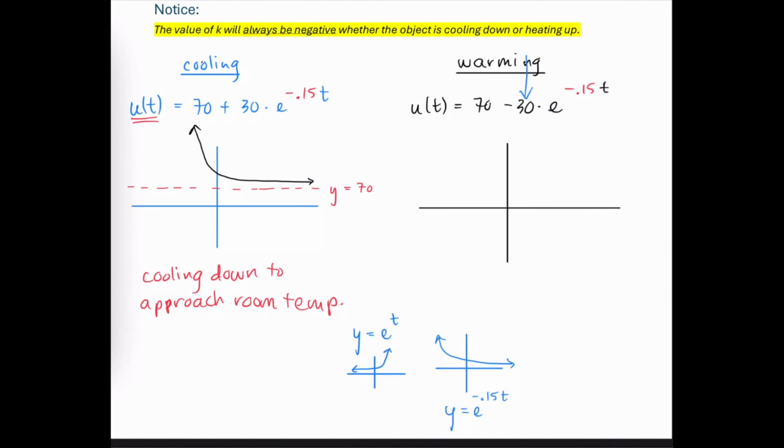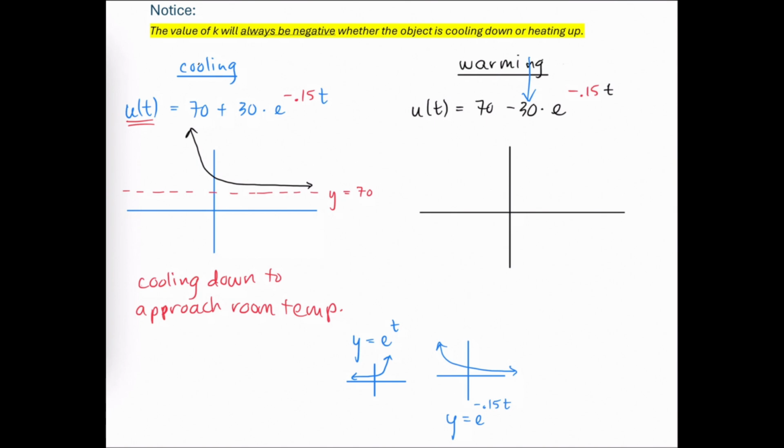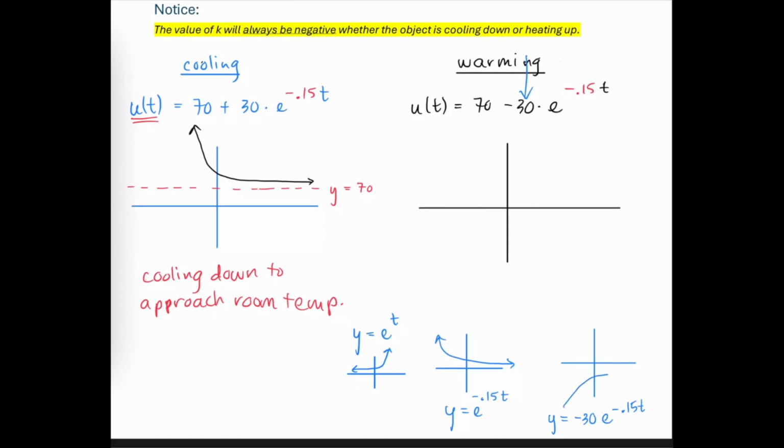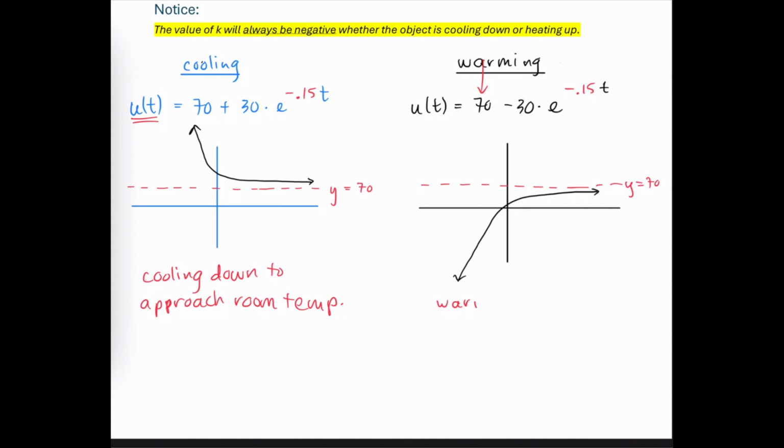This is a vertical stretch and a vertical flip. The value 30 is the vertical stretch, but the fact that it's negative causes it to flip vertically. And of course, these are just basic concept drawings, just to give us an idea. And then this is going to be a vertical shift up 70 units so that it has a horizontal asymptote at y is equal to 70. And in order to approach that horizontal asymptote, we'll see that our graph is increasing, which means that the object is warming up to approach the room temperature.